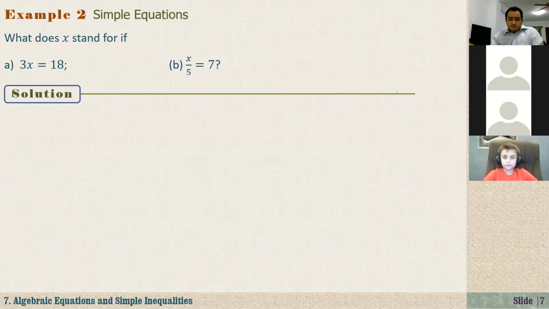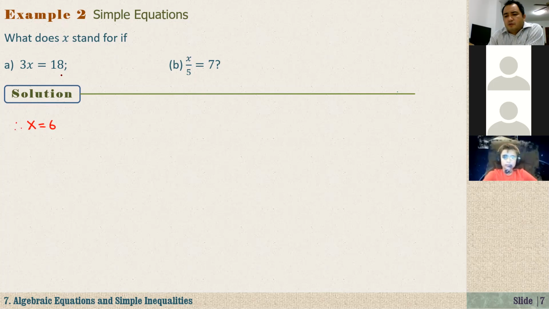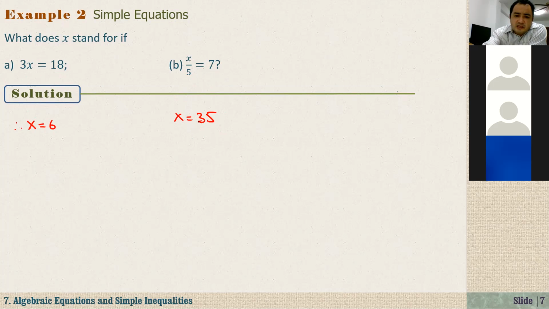Another one, what does x stand for here? That means 3 times what number equals 18 here? Okay, then I know that it is 6, because 3 times 6 equals 18. That is the solution. And how about B? x divided by 5 equals 7. What number divided by 5 equals 7? Here I know that it is 35. 35 divided by 5 is equal to 7, right? So these are the solutions of these equations.